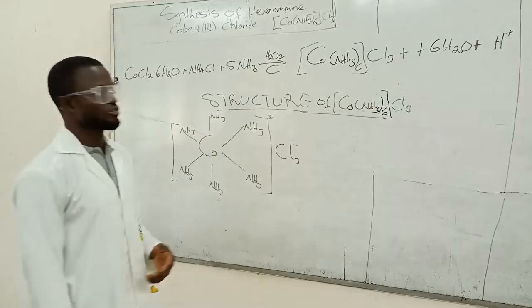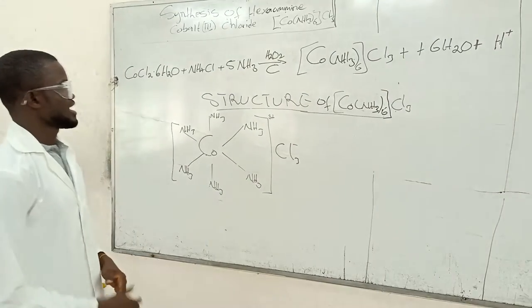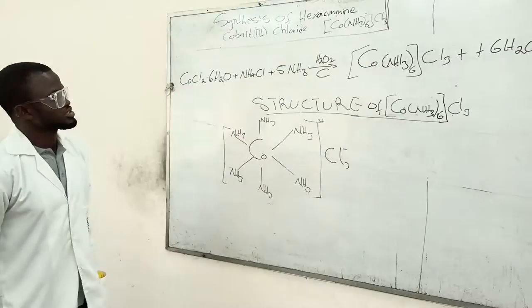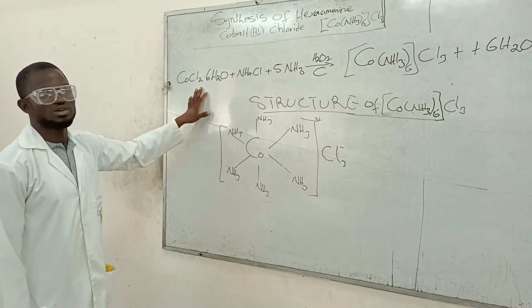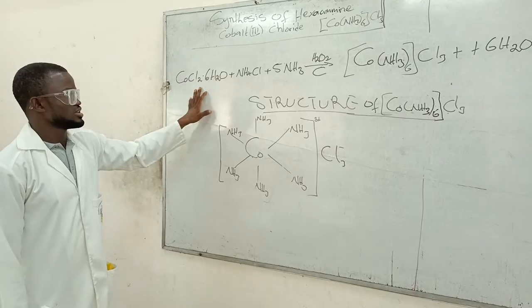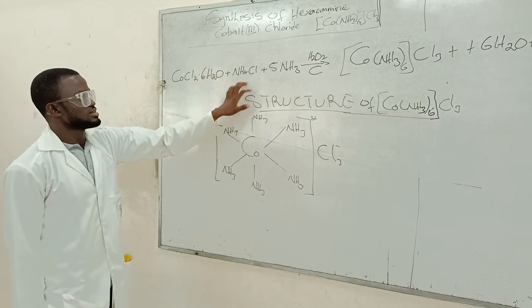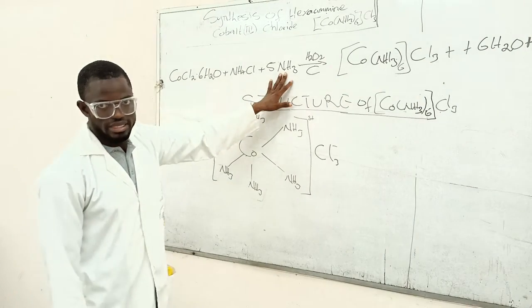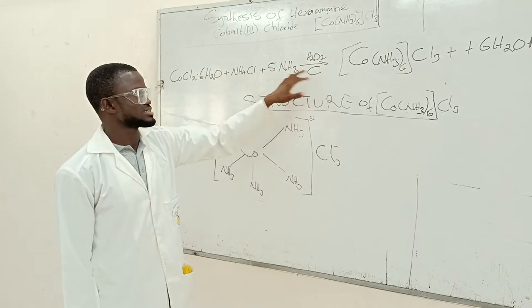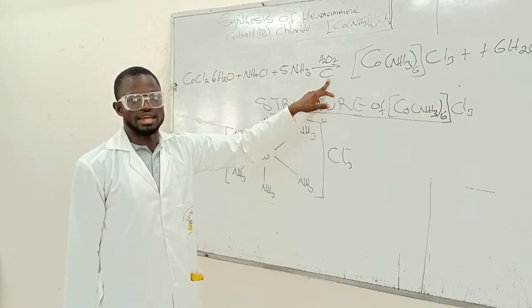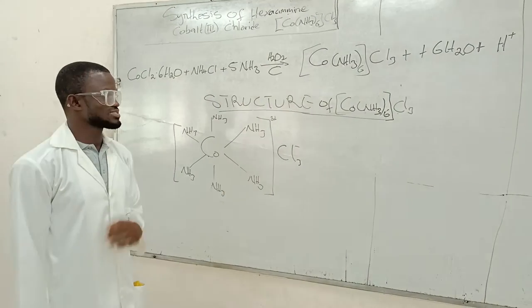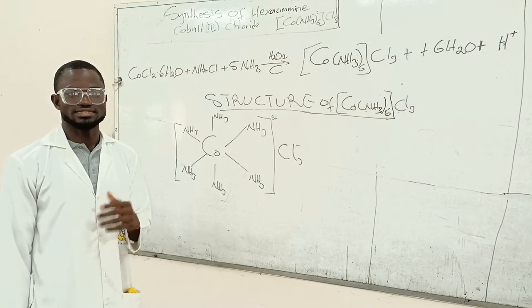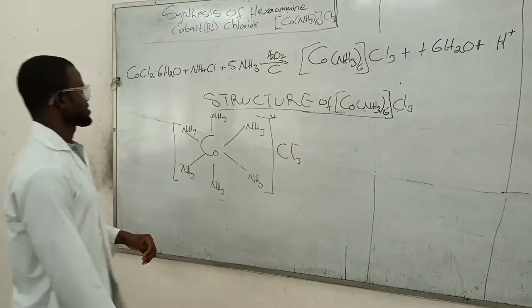All right, now let's move on to the synthesis. Hexaammine cobalt 3 chloride is synthesized by reacting cobalt 2 chloride hexahydrate with ammonium chloride and ammonia in the presence of a catalyst such as activated carbon and an oxidizing reagent such as hydrogen peroxide. Now let's look at what each of these reagents does in the reaction.